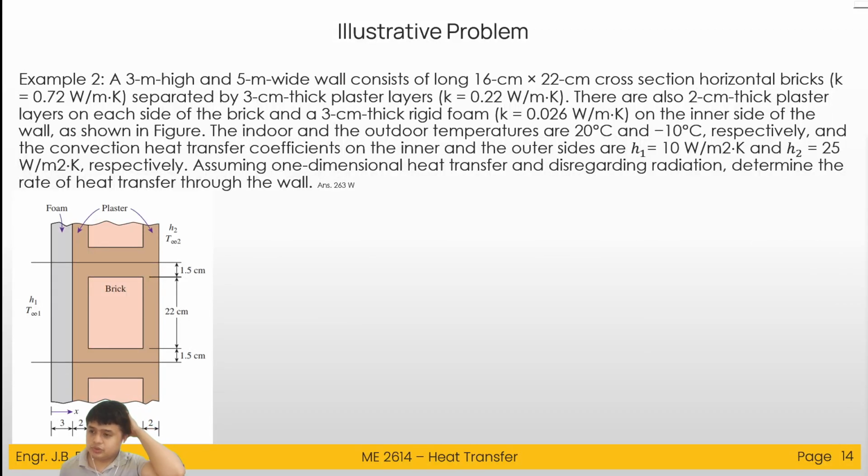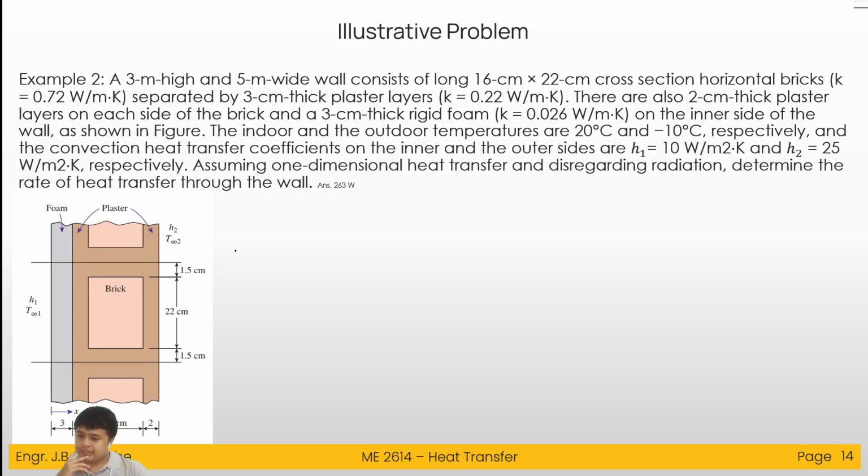All right, for another example, we have this. So for the first one, we have to define everything here. We have a composite wall, but this is quite a different setup, right? You have a 3 by 5 meter wall with a cross section of 16 centimeter by 22 centimeter. Okay, but that's only the brick, no? That is only the brick.